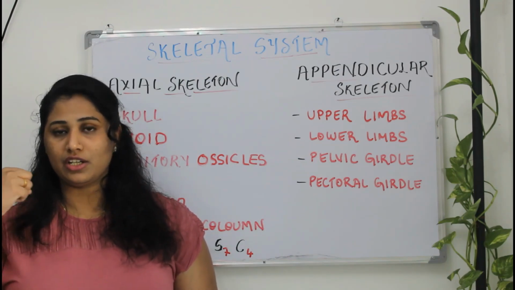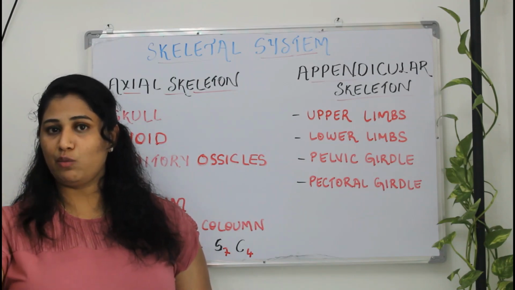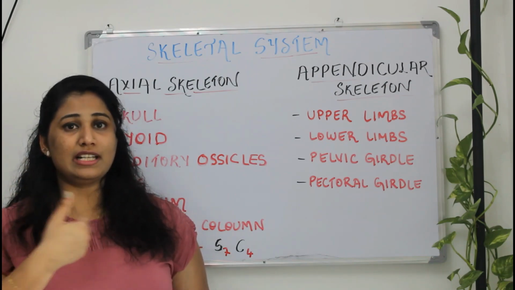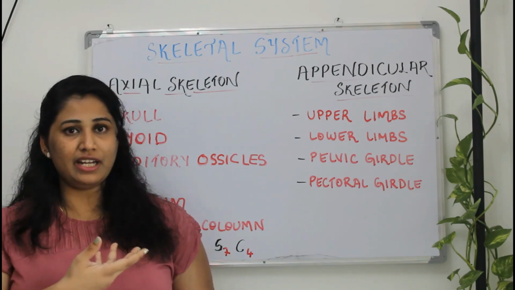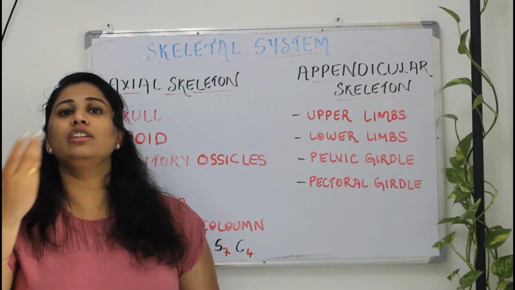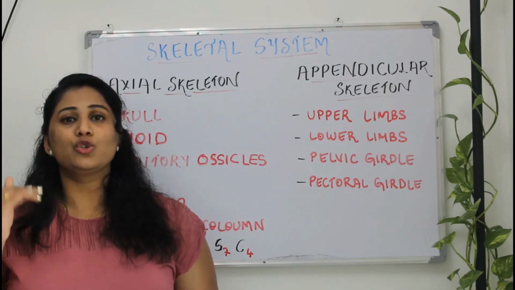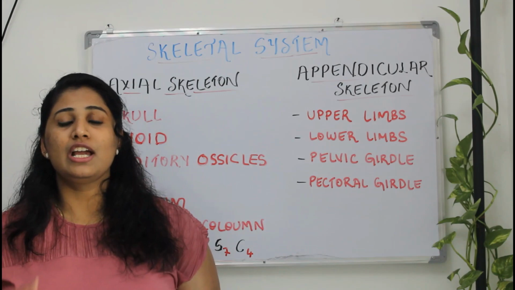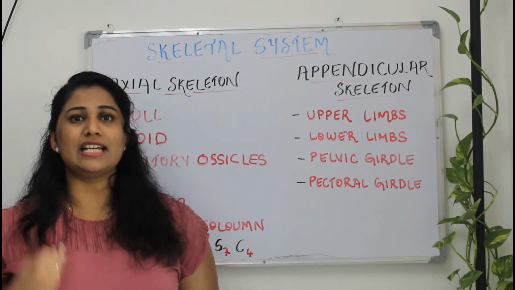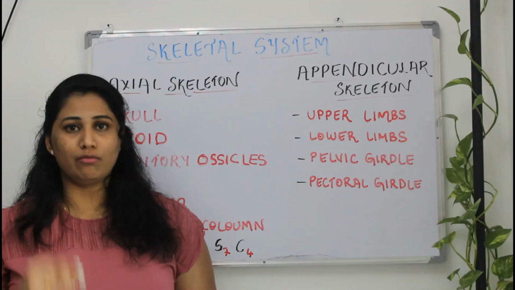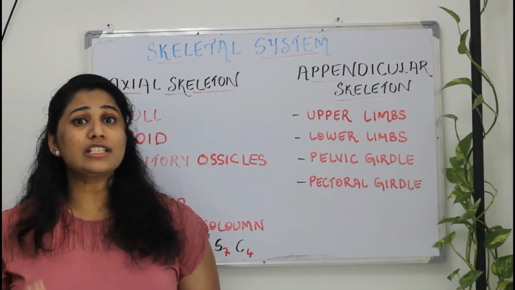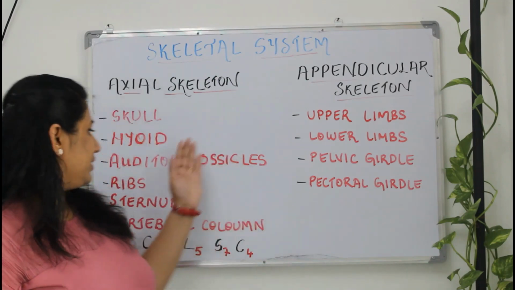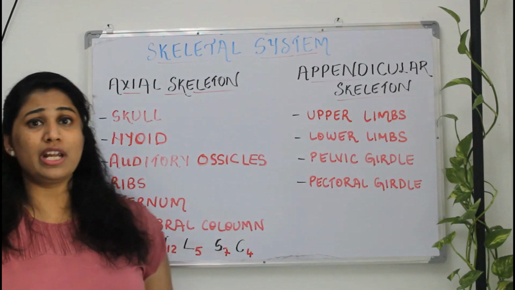That means if someone is speaking, the waves will come to our ear, isn't it? These waves get transmitted as sound waves and get amplified, and then we are able to understand what the other person is saying. So this is the function of the auditory ossicles. What are they? Malleus, incus and stapes. They are the smallest bones in the human body, and they transmit the sound waves and amplify them.